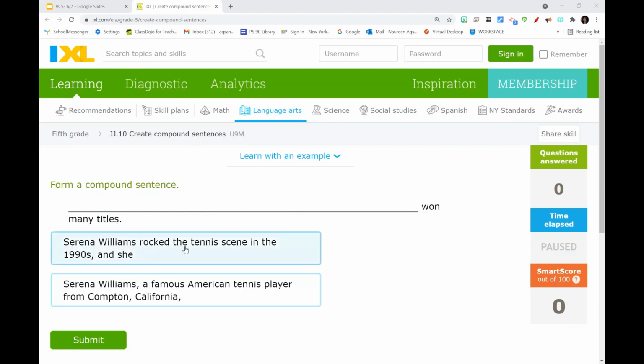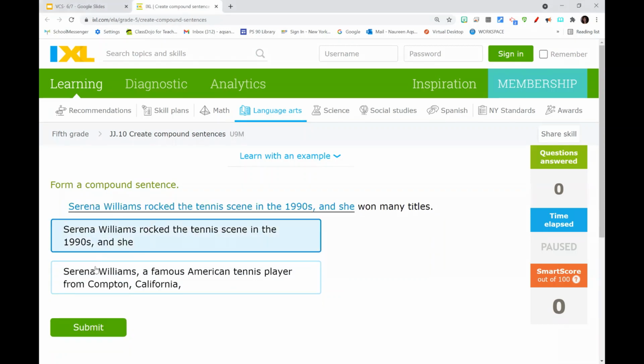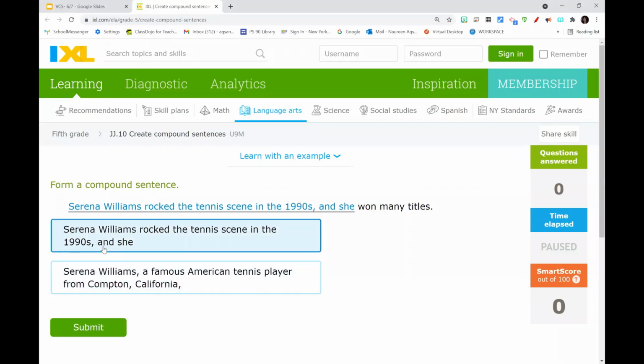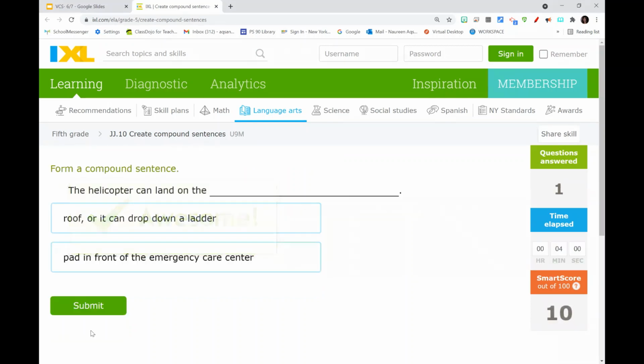Is it, Serena Williams rocked the tennis scene in the 1990s, comma, and she, or Serena Williams, a famous American tennis player from Compton, California, comma, won many titles? Go ahead and jot down your answers. Which one sounds better? Okay, let's see. If you chose the first one, that one was correct. Awesome work, boys and girls.